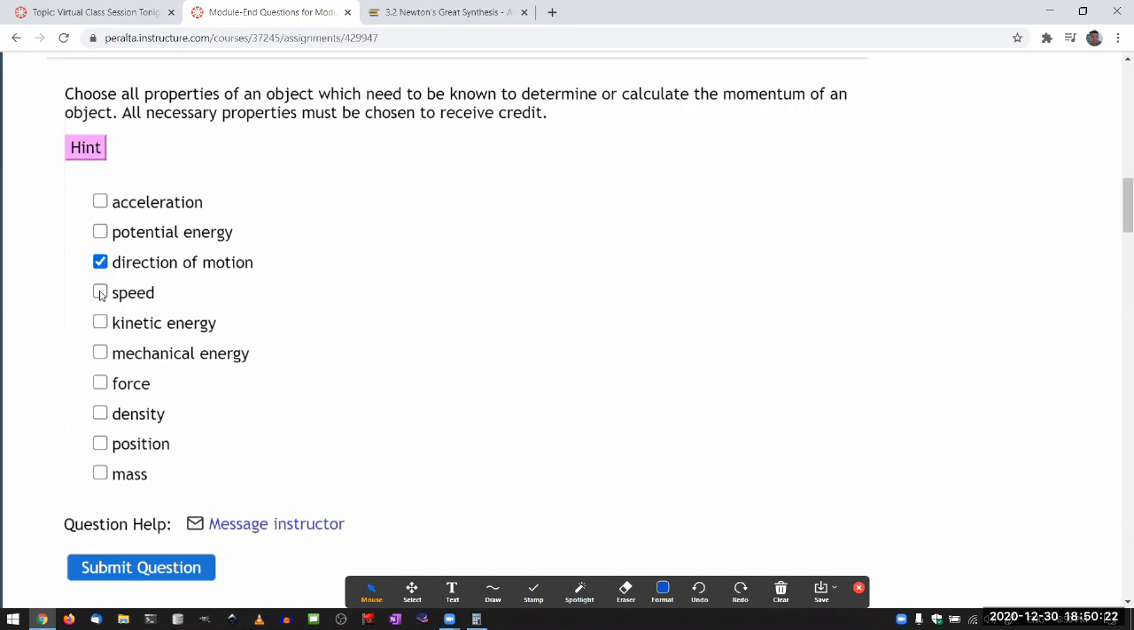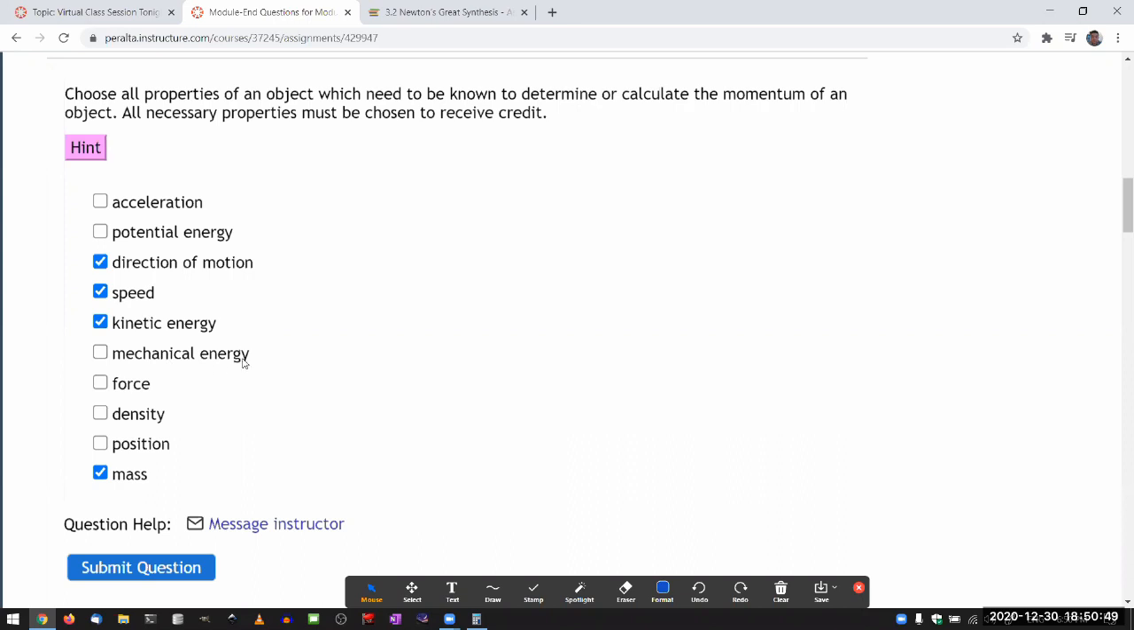You do need speed. You do need mass. And kinetic energy is an iffy. If you know it, you could use it to calculate it. Let me check it for now. So kinetic energy and speed are almost interchangeable. They give you the same kind of idea.